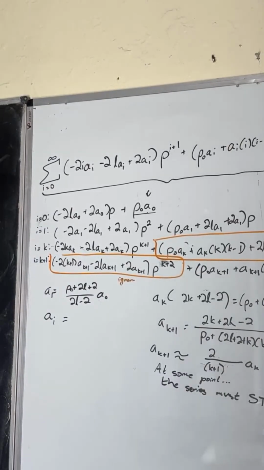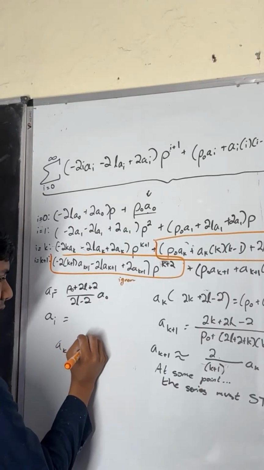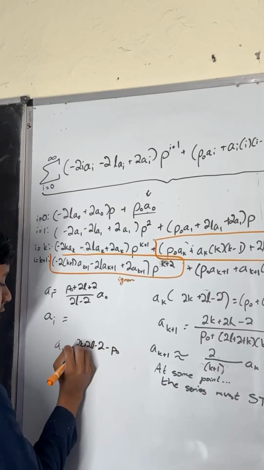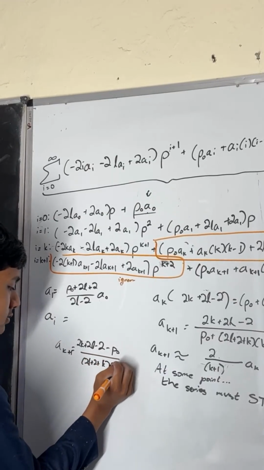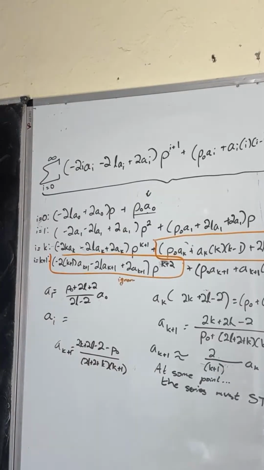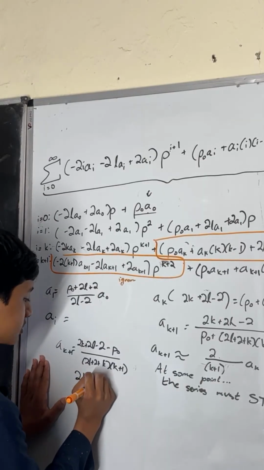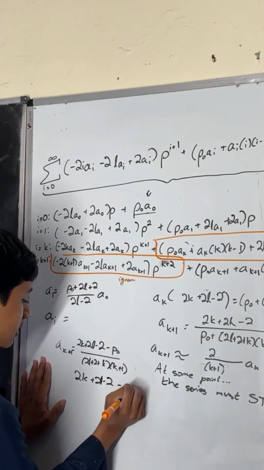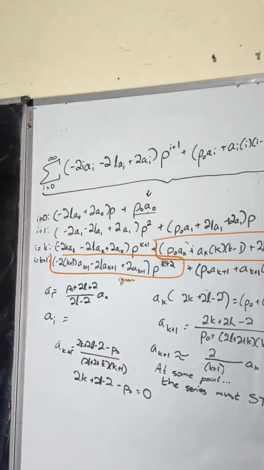Oh, I must have made a sign error because my notes are saying that a_{k+1} is equal to (2k plus 2l minus 2 minus rho naught) over ((2l plus 2 plus k) times (k plus 1)). Okay, well, let's continue with that in mind. So, let's say this is true. Then, at some point, 2k plus 2l minus 2 minus rho naught is equal to 0. But that doesn't make sense to me. After that, what should I do?